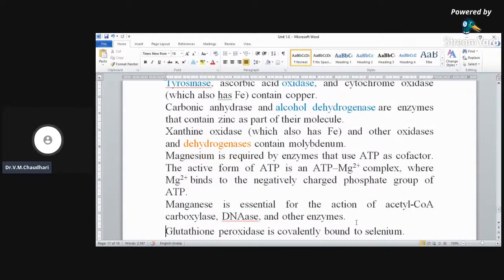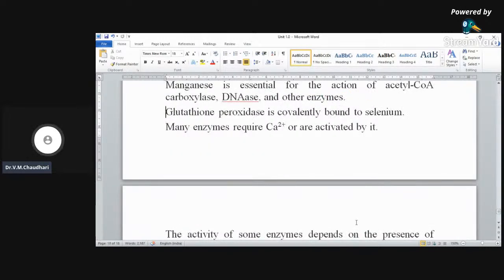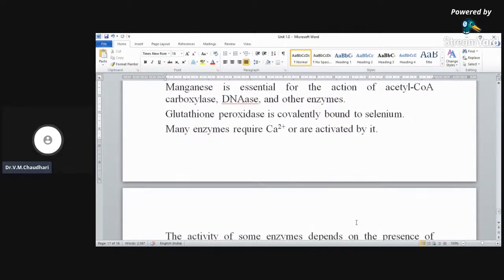The active form of ATP is the ATP-magnesium complex. What is the active form of ATP? The ATP-magnesium complex. The magnesium binds to the negatively charged phosphate group of ATP. Then manganese is essential for the action of acetyl CoA carboxylase. DNase and other enzymes also require manganese.